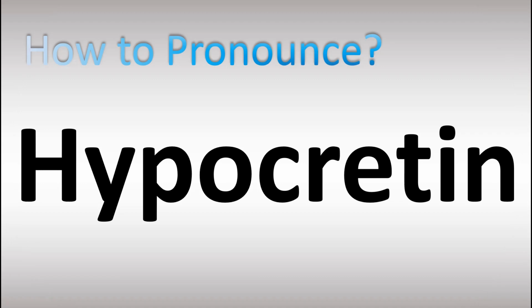We are looking at how to pronounce the name of this chemical element. We'll be looking at how to say more names from science. Stay tuned. Hypocretin. Hypocretin. 4 syllables. Stress on the third syllable. Hypocretin.